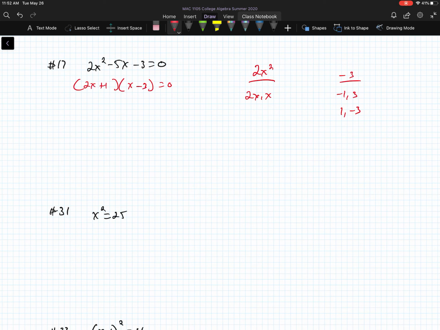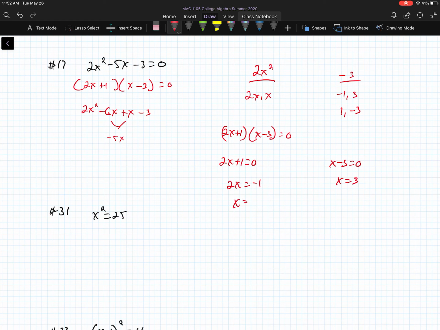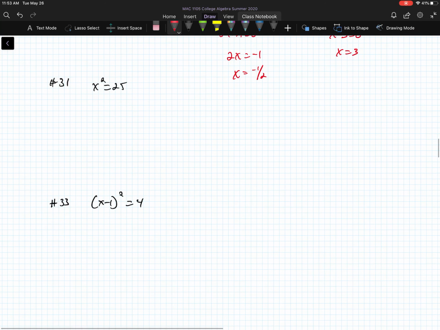So I'm going to do plus 1, I'm going to do minus 3. I could have chosen either one, I just chose that one. Now I'm going to do this in my head. So 2x times x is 2x squared. 2x times negative 3 is negative 6x. 1 times x is x, and then 1 times negative 3. And then you can see clearly here that that's going to give me my negative 5x, which is what I want. Since I know that this is the factored form of the original, I'm going to use the zero factor theorem. So this is x is equal to 3, and then this is 2x is equal to negative 1, and then I divide both sides by 2, and I get negative 1 over 2. So my solution set is negative 1 over 2, and then 3.